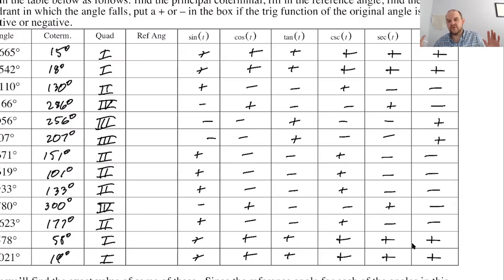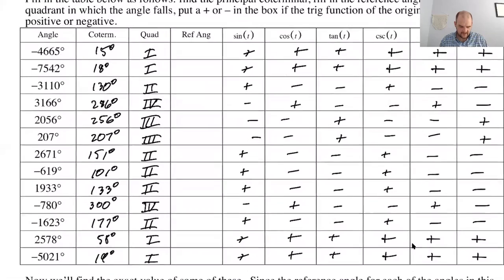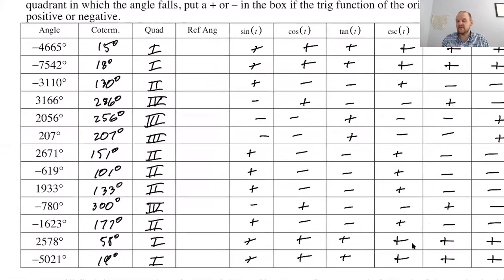Okay, tangent's positive, cotangent's positive. Everything else is negative. So I think we knocked that out. All right, let's do some reference angles. Quadrant 1, the reference angle is the angle. So let's go through and do those fast.